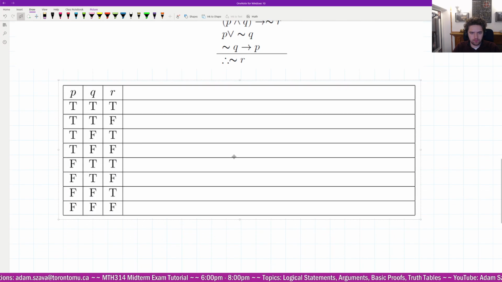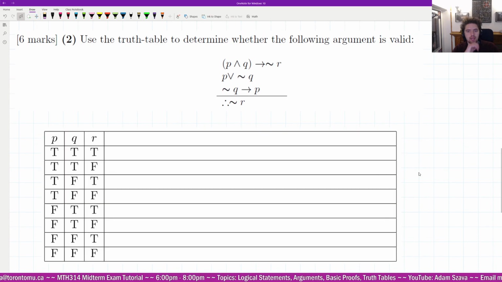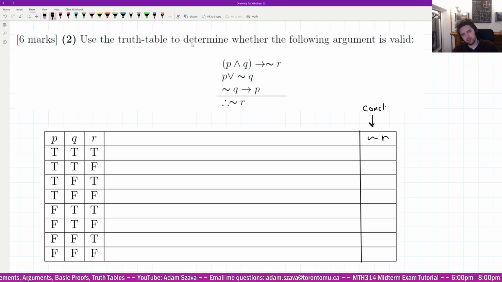So let's start. What you want to do is make a column. You want your last column to be not R, your conclusion. And you want the columns leading up to that to be your premises, your major premises, in reverse order. Not Q implies P.